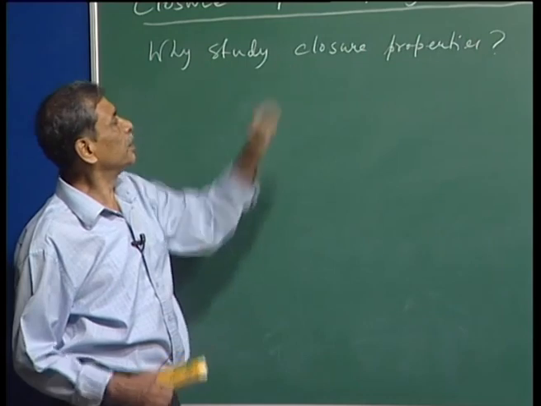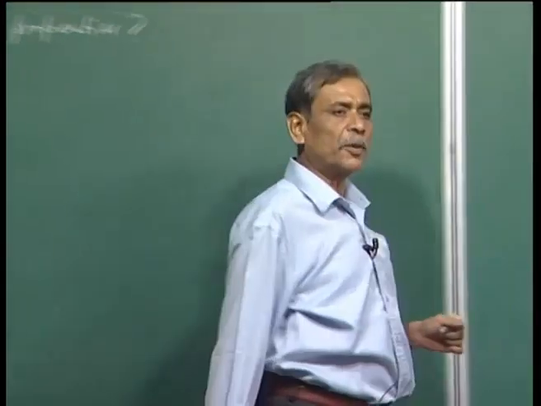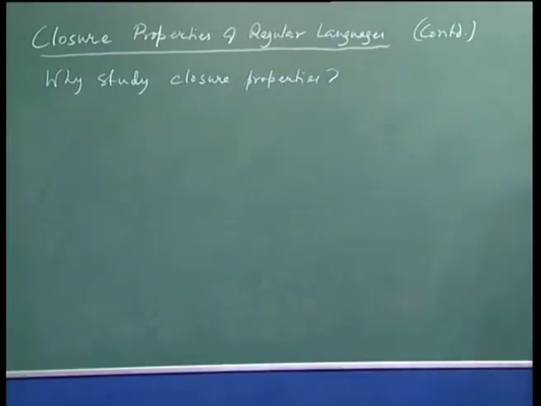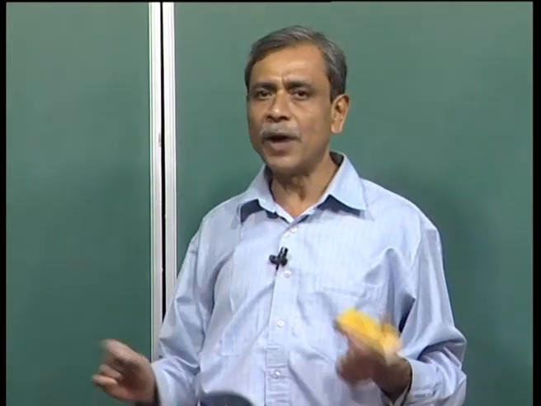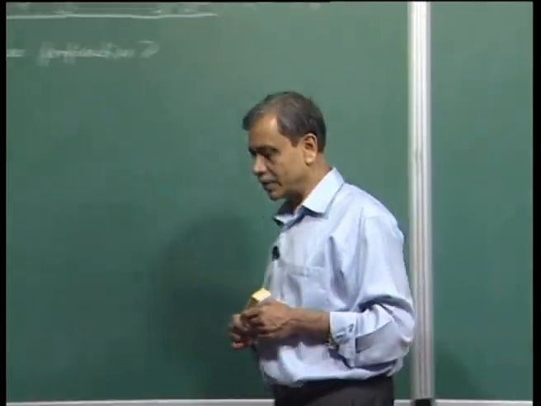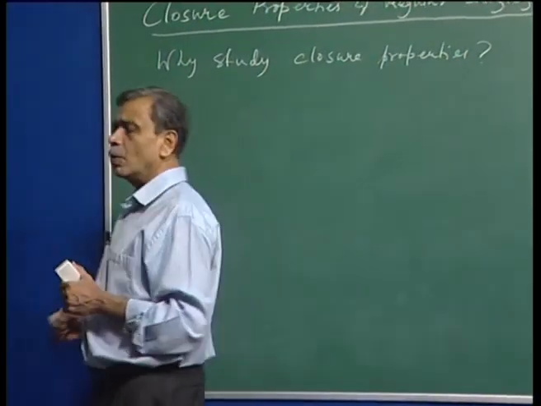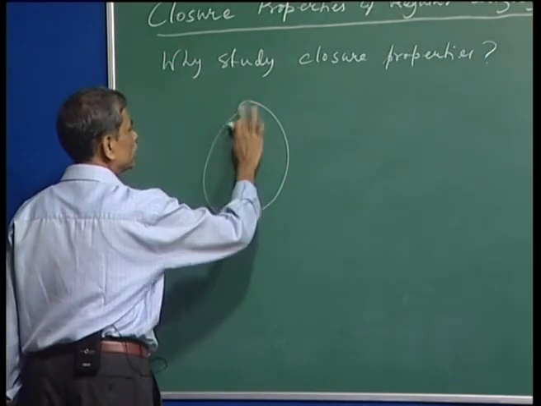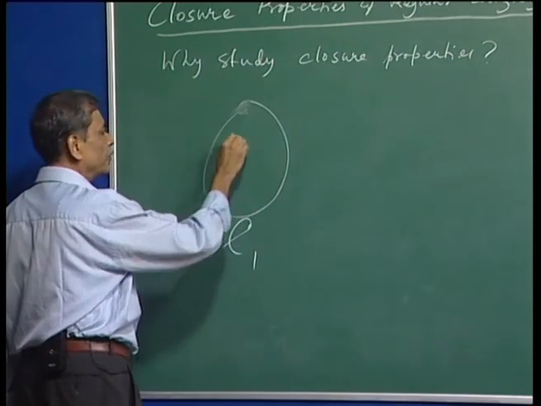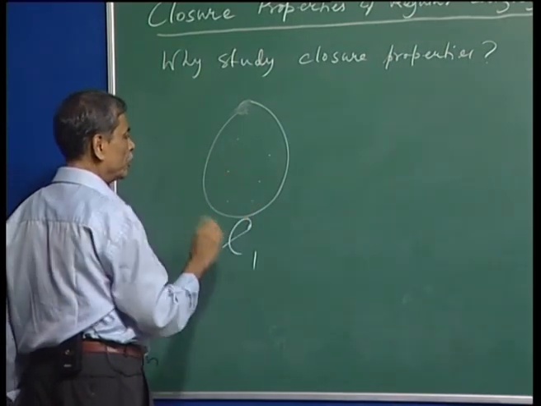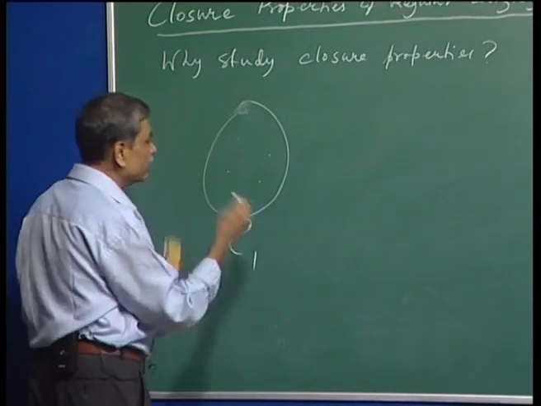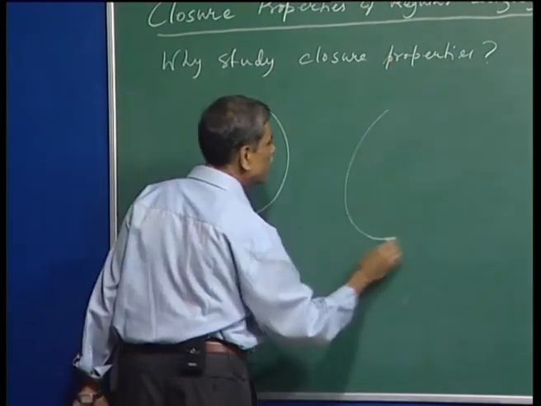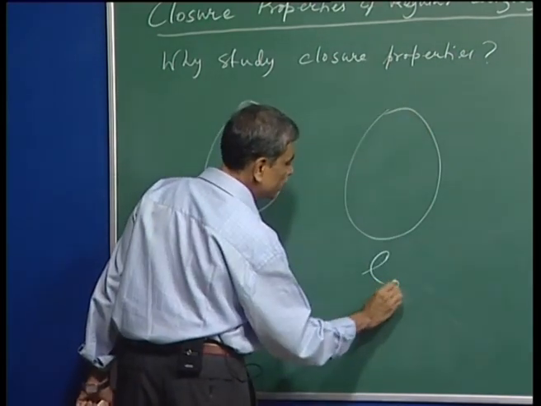We have seen some closure properties for regular languages, but we may still like to answer the question of why we study such closure properties. There are various reasons. One reason is this: suppose I have two classes, let us say C1, a class of languages, meaning C1 is a set containing some languages, and C2 is another class of languages.